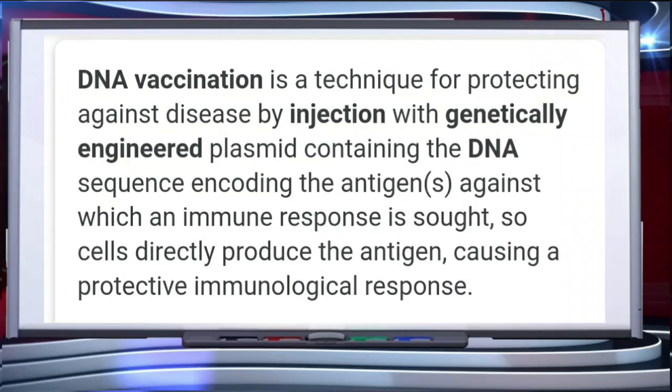Another important use of recombinant DNA technology, that is biotechnology, is in the production of vaccines through genetic engineering. Such vaccines are called recombinant vaccines, also called subunit vaccines or second generation vaccines. For example, hepatitis B. DNA vaccination is a technique for protecting against disease by injection with a genetically engineered plasmid containing the DNA sequence encoding the antigen against which an immune response is sought. So, cells directly produce the antigen, causing a protective immunological response.